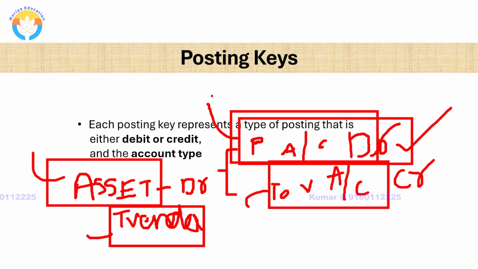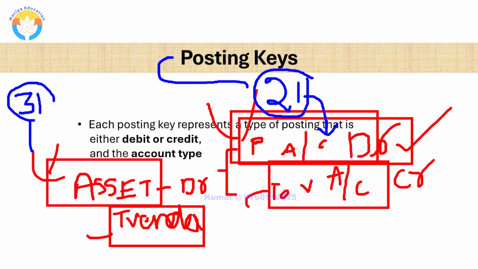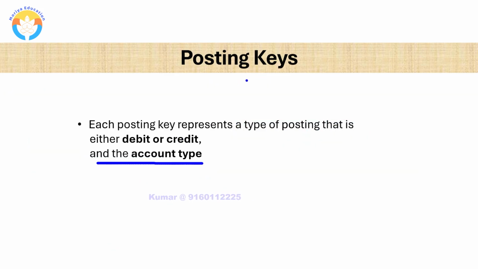But how can we differentiate between this debit and this debit? By using the posting keys. For here, I will use one posting key called 21. Here also debit, but the posting key will be 31. So that I can differentiate. Posting key 21 means I have purchased for the purpose of selling. And posting key 31 means, okay, this is also debit, but I have purchased for the purpose of usage.